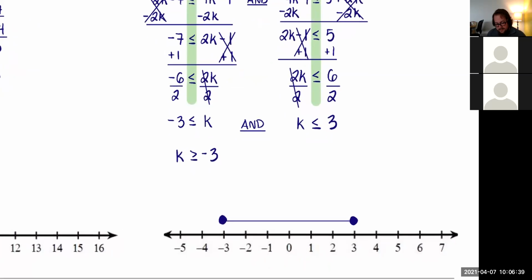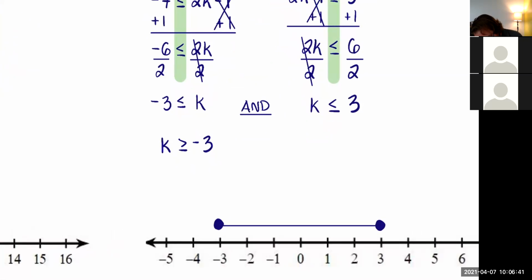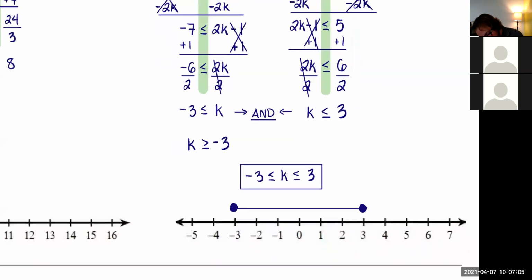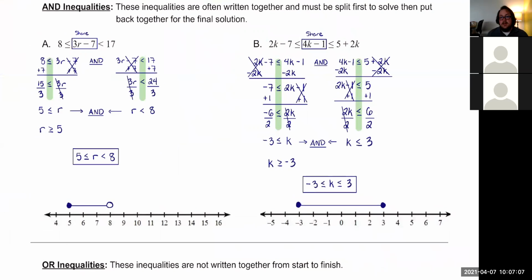So, oh yeah, last but not least, considering the answer format that you're going to see on the worksheet for today, I'm going to slide the two back together, and that's going to give me -3 is less than or equal to k, which is less than or equal to +3. That concludes the "and" inequalities.